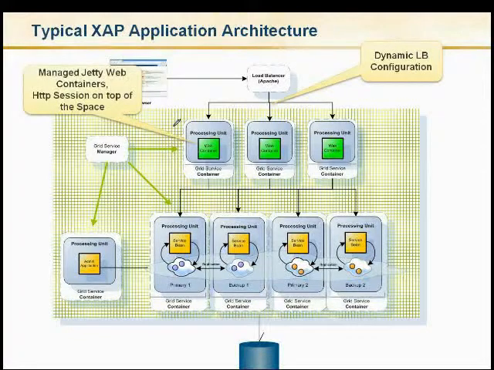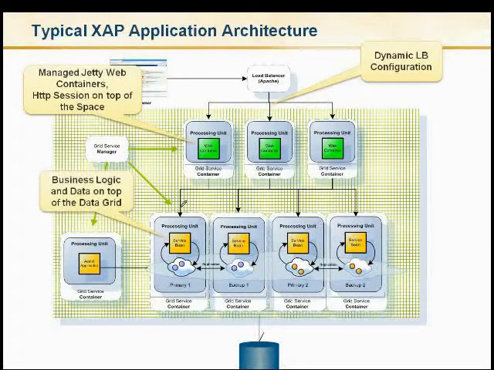Now, the web container that actually runs within those grid service containers is Jetty. This is the default web container that comes with GigaSpaces. The added value services we provide on top of the usual Jetty services are, of course, HTTP session high availability on top of our in-memory data grid. So this is the web tier of the application.